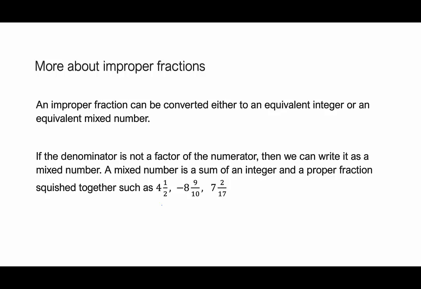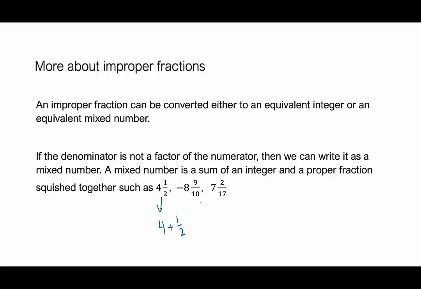A mixed number is really just the sum of an integer and a proper fraction that are squished together. So this is very unique in mathematics. Usually when two things are squished together, it implies multiplication. But in the case of mixed numbers, it implies addition. So 4 and 1/2 literally means 4 plus 1/2.